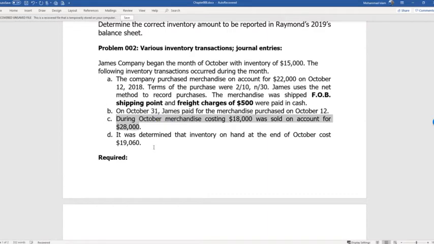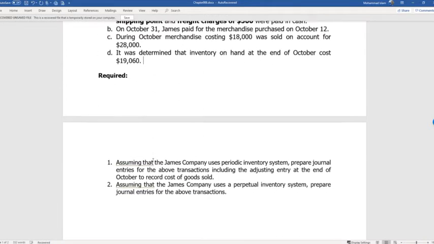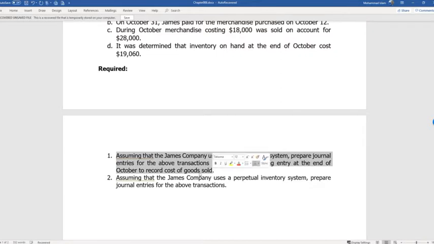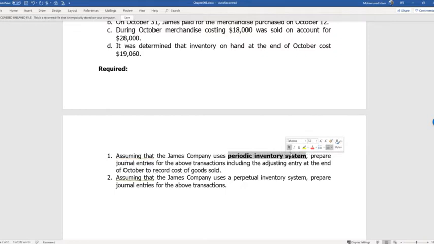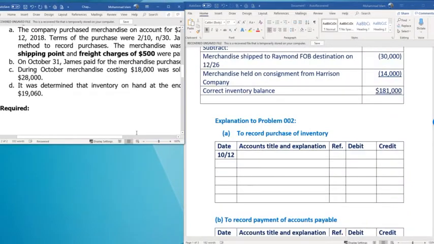During October, merchandise costing 18,000 was sold on account for 28,000. So we will be recording the sales, and it was determined that the inventory on hand at the end of October was this amount. Okay, and there are two requirements. Number one, assuming that James Company uses the periodic inventory system, prepare the journal entries, and number two, the company uses the perpetual inventory system, we will be recording the transactions. Okay, so let's start.